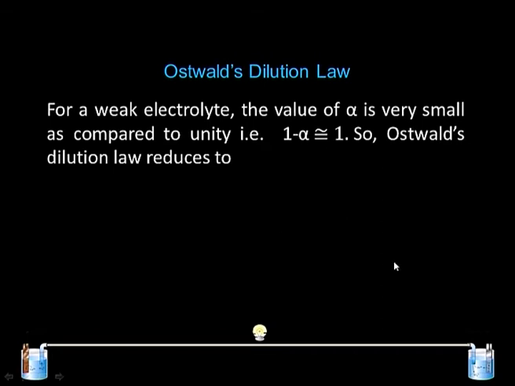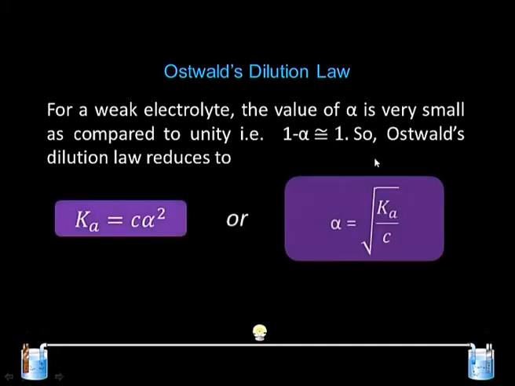You can easily find it out, because if we try to look at the alpha by 1 minus alpha term for a strong electrolyte, alpha can be 1 and 1 minus alpha can lead to a totally incomprehensible equation, but for a weak electrolyte this equation is very much favored and applicable.